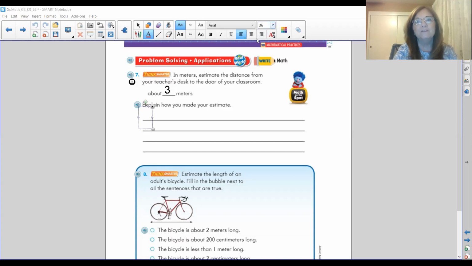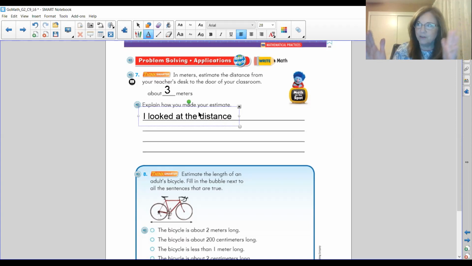And then we want to be able to write. We always want to be able to explain things. That's why we write in math, because I know that sometimes we know things in our mind, but we need to be able to speak and we need to be able to express in writing how we got the answer. So if you're trying to estimate a distance, what's the first thing you do? You look. So we want to type, I looked at the distance.